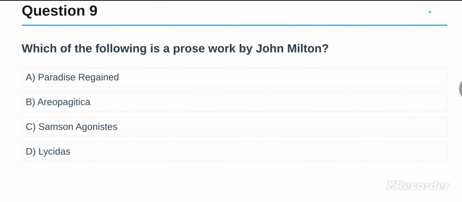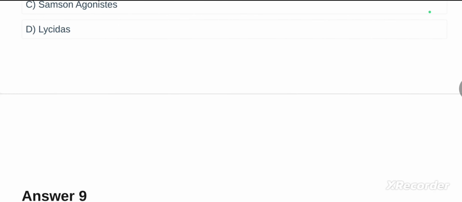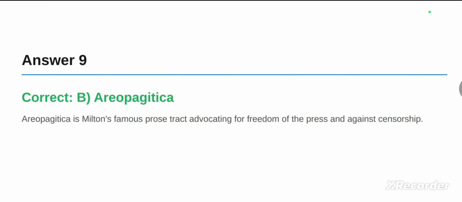The next question is, which of the following is a prose work by John Milton? And the answer is Areopagitica. Areopagitica is a work about the press, famous tract advocating for freedom of the press and against censorship.